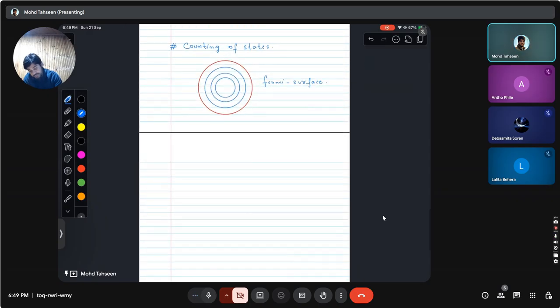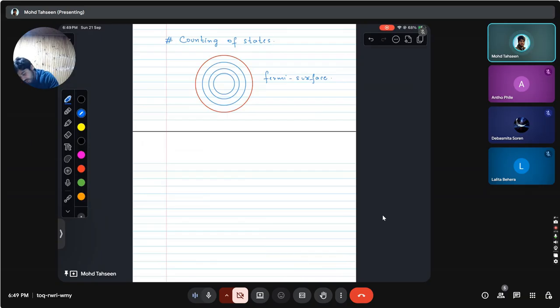Now we know that. So if I call this Fermi energy EF, so what I want to count is the total number of allowed states from 0 energy, or let me call it the lowest possible energy, to EF. Okay, this is what I want to compute.